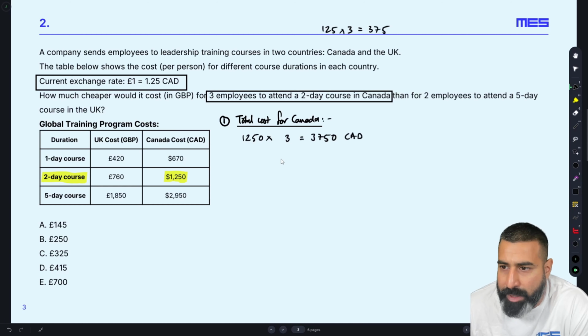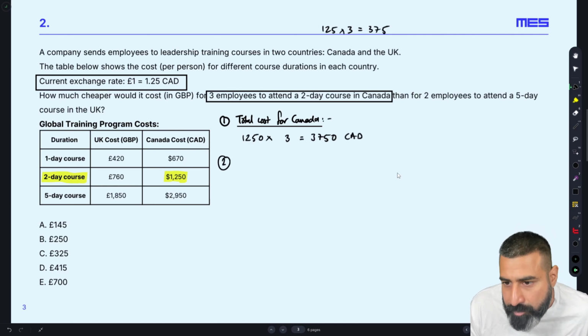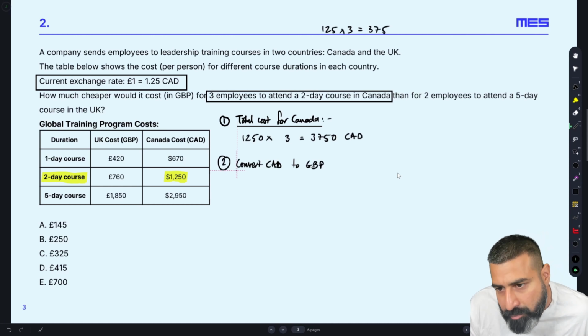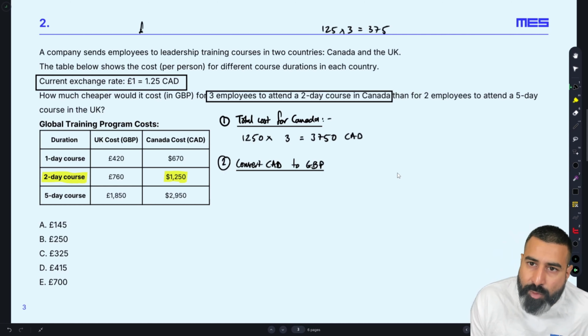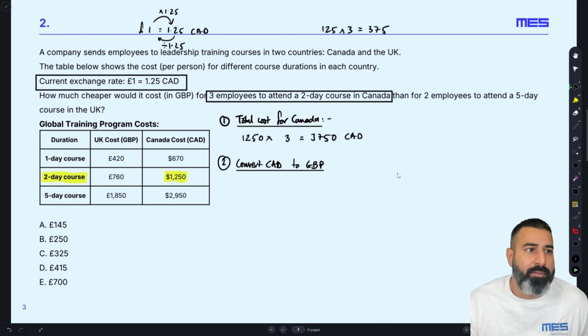Okay, so where do we go next? So what I could do next is now I can convert this Canadian dollars number into GBP. So now I know my exchange rate. So £1 buys me 1.25 CAD. So to go from pounds to CAD, we're timesing by 1.25. To go from CAD to pounds, we're dividing by 1.25.